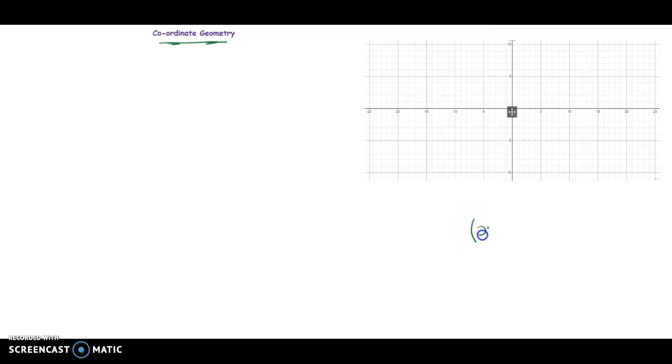A coordinate looks like this. There are brackets on either side. There's a value here that represents the x value. There's a value here that represents the y value, and there's a comma in between. Now, a coordinate can be like this: (2, 3), (-17, 13.5), etc. As such, this would be the x value, and this would be the y value.